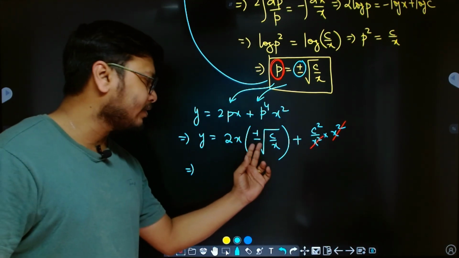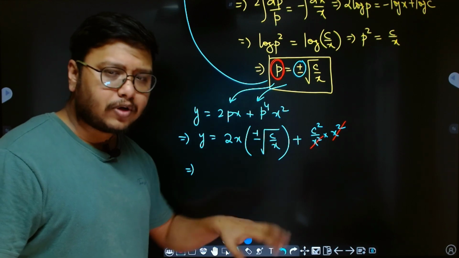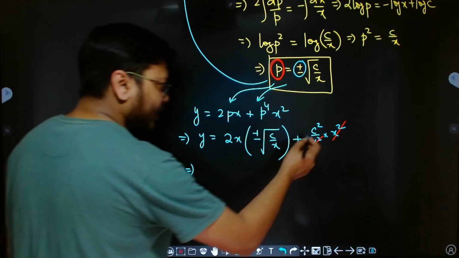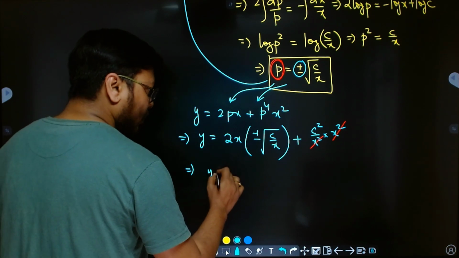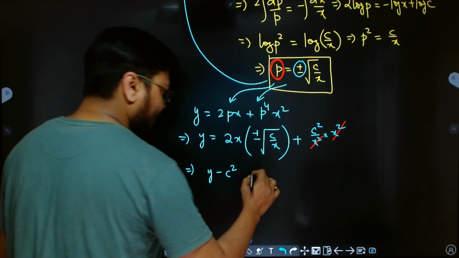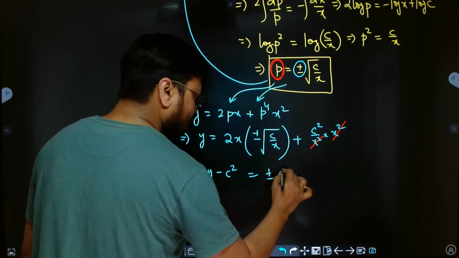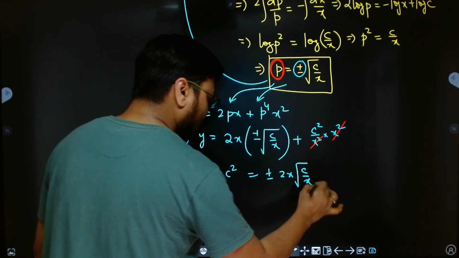I still don't want the plus minus to be written in this way. So I want to get rid of the plus minus by doing a whole square. So let's try to arrange it. Let's bring the c square on the left side. Y minus c square is equals 2 plus minus 2x under root c upon x.